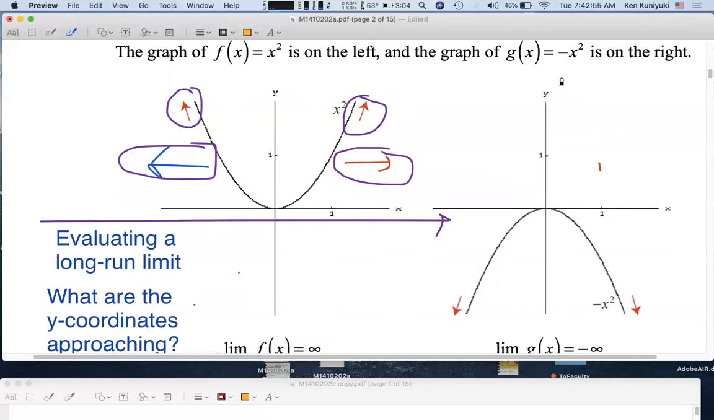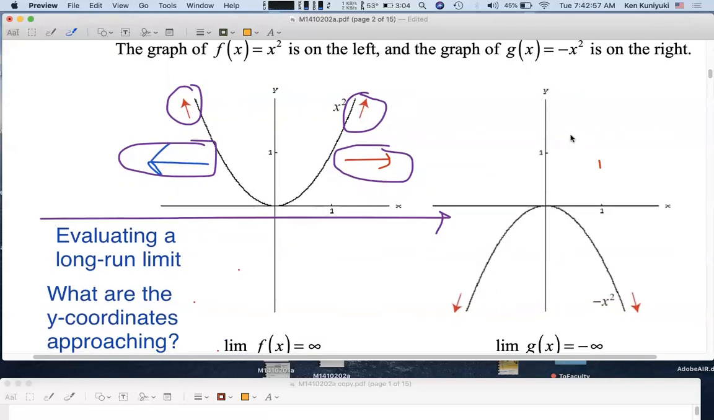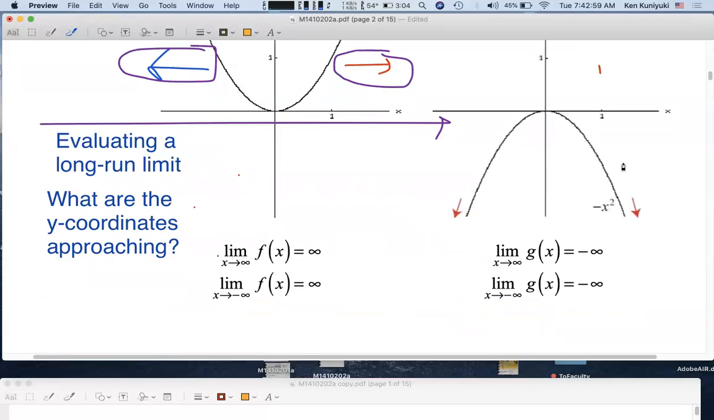Look at the graph of y equals the opposite of x squared, this g function. This time, as x approaches infinity, as we look off towards the right, the y coordinates are decreasing without bound. The function values are decreasing, negative a million, negative a billion, and so forth, towards negative infinity.